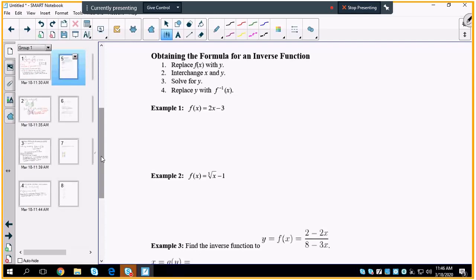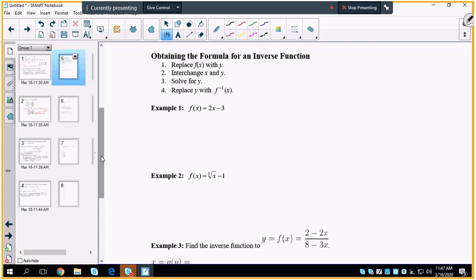So what is the process? First, replace f(x) by y, then interchange x and y, solve for y, and replace y with f inverse of x in order to get the explicit expression for the inverse function. So let's do problems. I want to know the inverse of f(x) when f(x) is 2x minus 3.